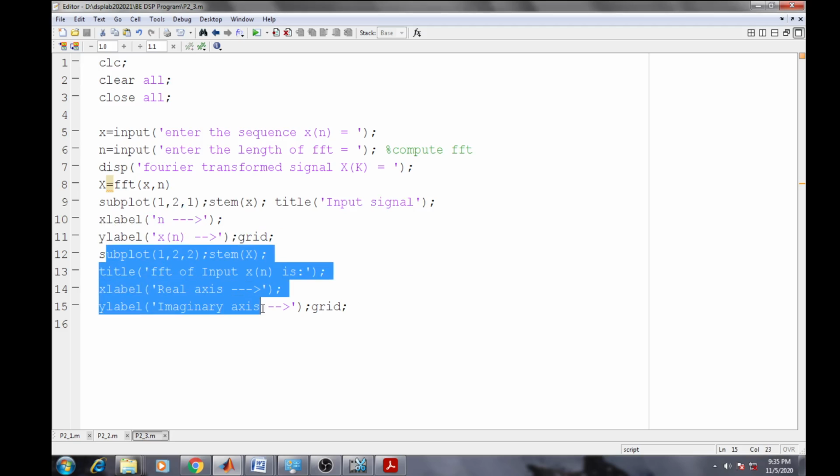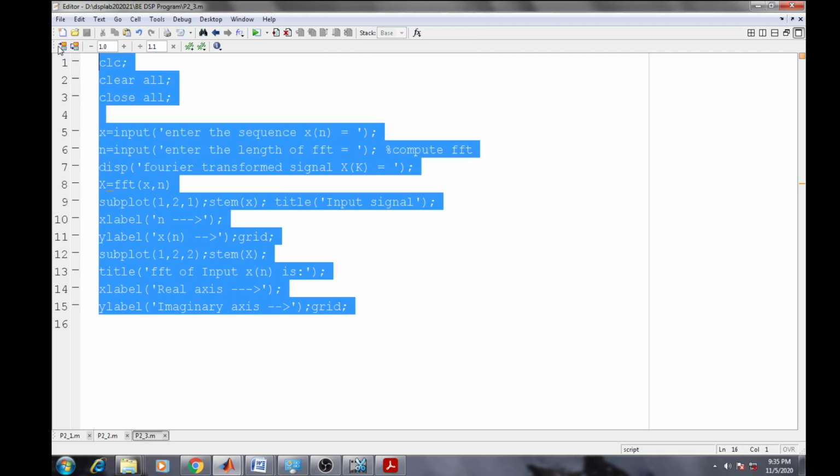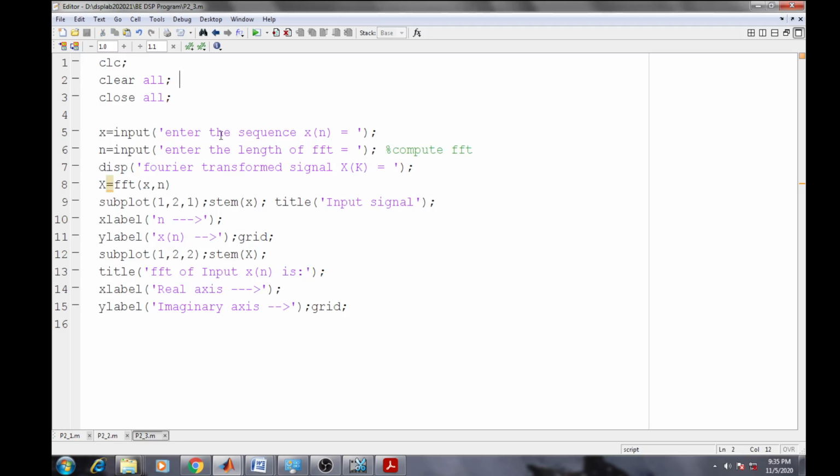Then the same statements are repeated here. Subplot 1 2 2: one row, two columns, second place. Stem of X means X of k is plotted. Then title, x label and y label are repeated. Now this is about the third program. I hope you got every statement. In case you are not getting it, please contact me on my WhatsApp. Now I hope everyone is getting this, so I go for execution of this.